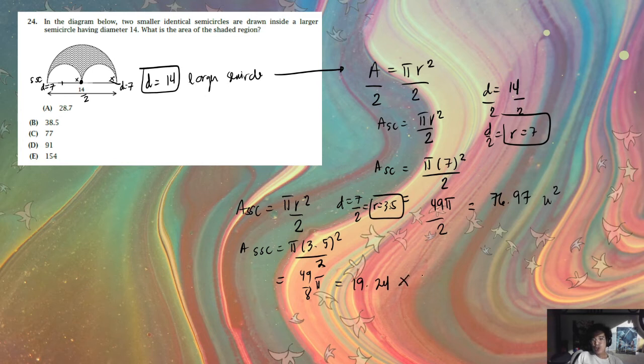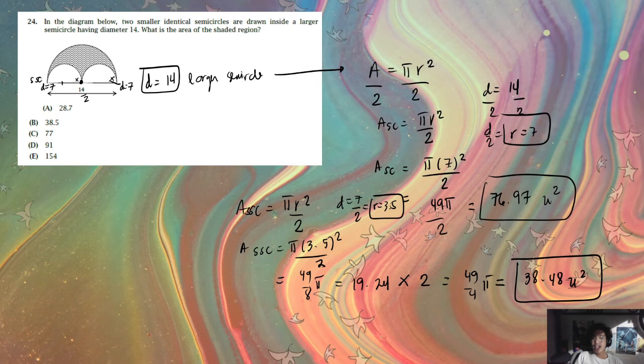Since there are two of them, just multiply that by 2, so that should give us 49 over 4 pi, or approximately equal to 38.48. There you go. So the area of the two semicircles is equal to 38.48, and the area of the bigger semicircle is equal to 76.97.